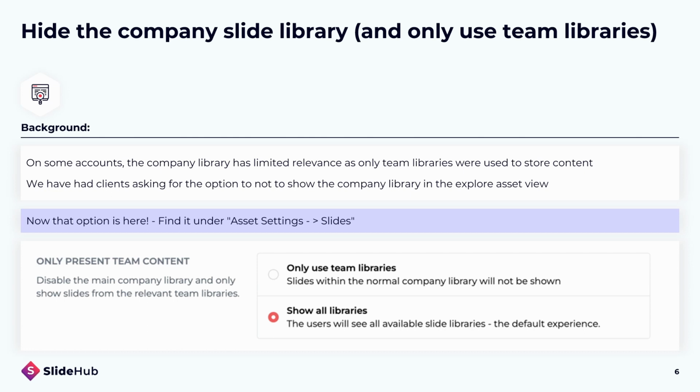Hide the company slide library and only use team libraries. What is the background behind this feature? On some accounts, the company library has limited relevance as only team libraries were used to store content. We have had clients asking for the option to not show the company library in the Explore Asset view. Now this option is here.